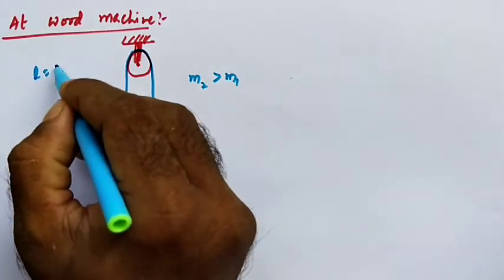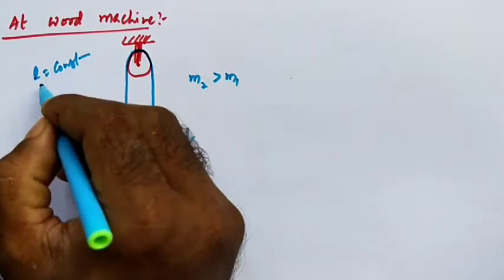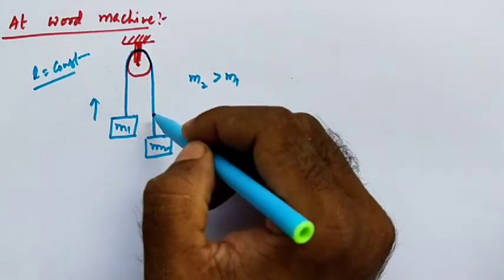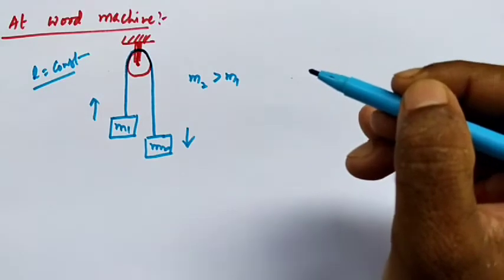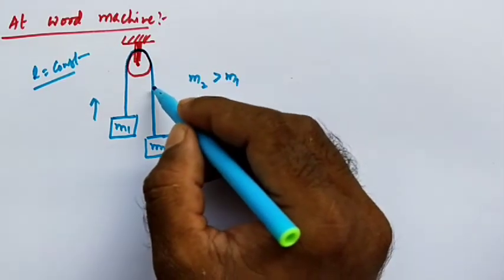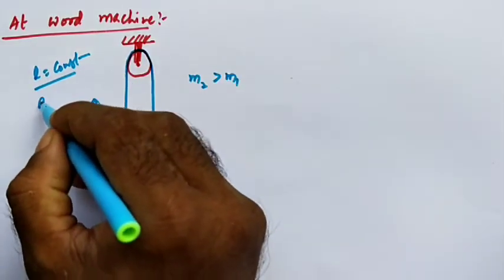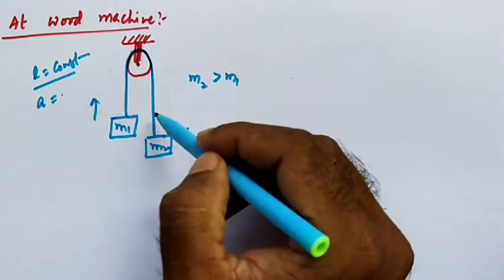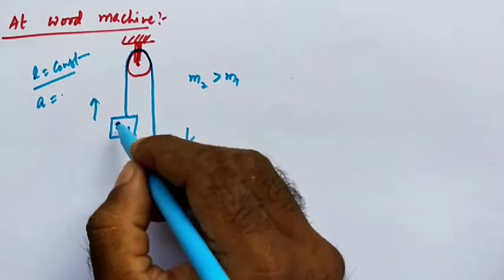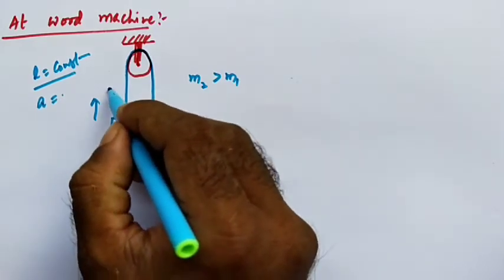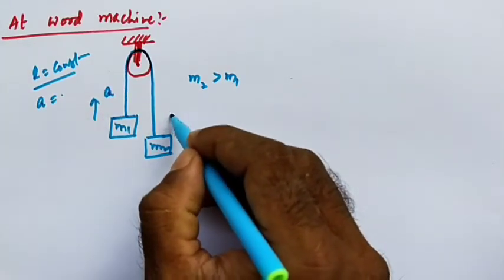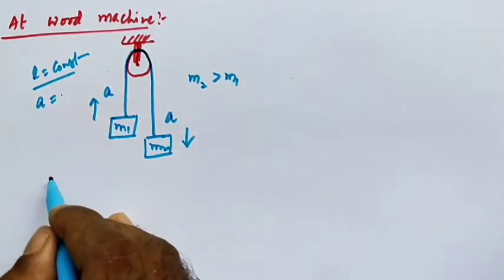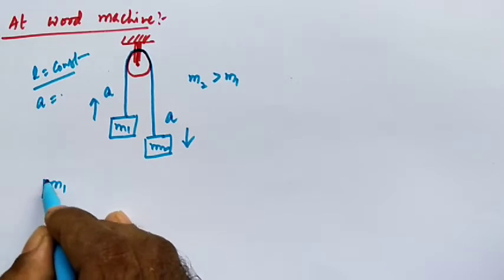Here the length of the rope or string is constant. It is inextensible. It cannot expand or contract, and we have taken its mass as negligible, therefore the acceleration will be the same along the string. Then the acceleration of m1 is a upward, and the acceleration of m2 is a downward. Now let us draw the free body diagram of m1.